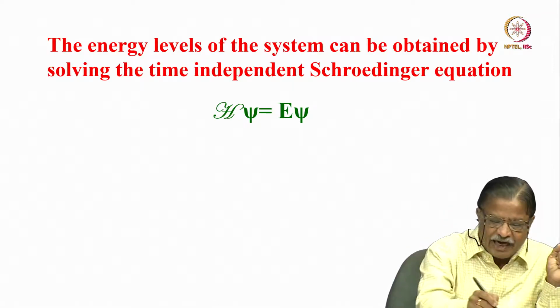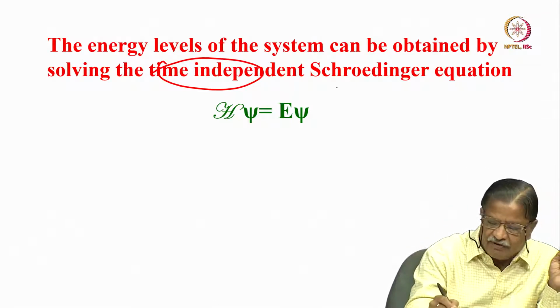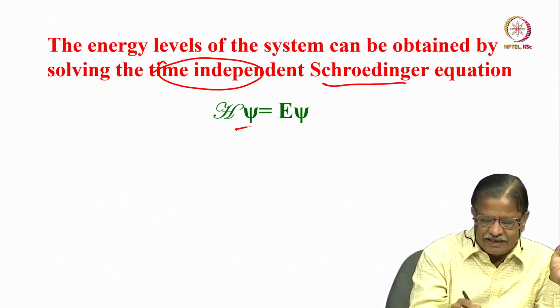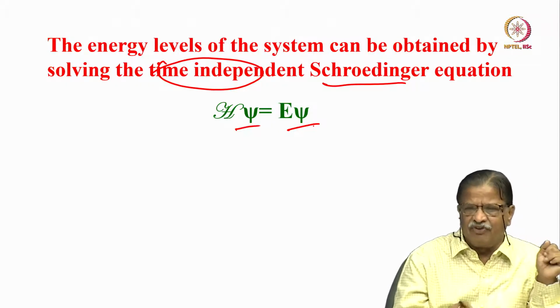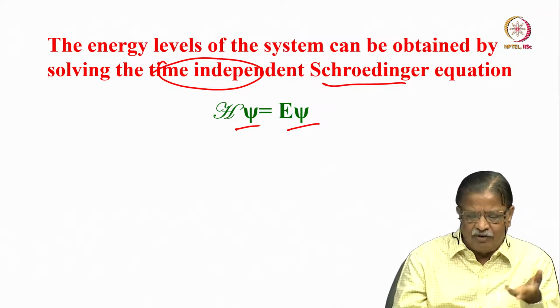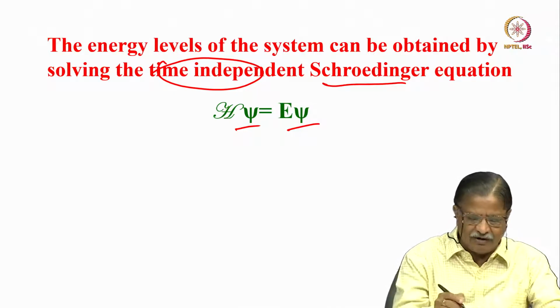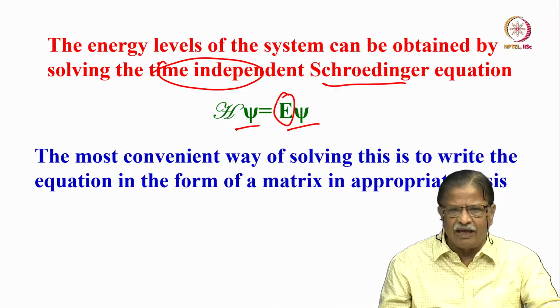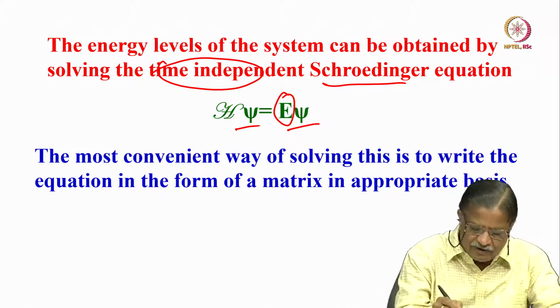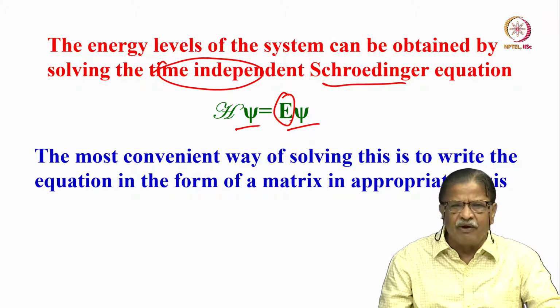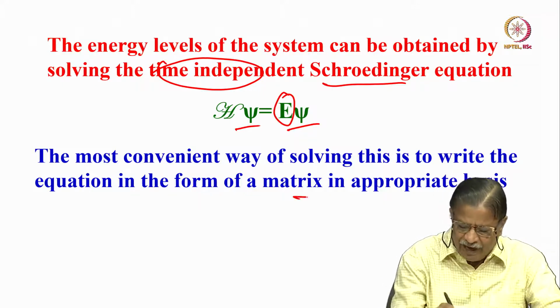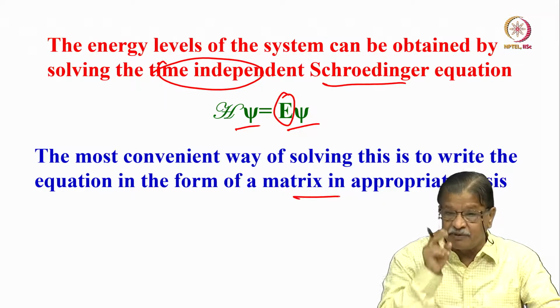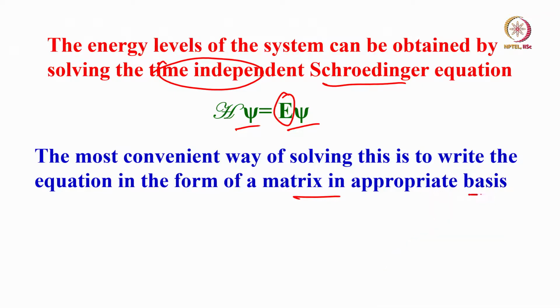We have to solve the time independent Schrodinger equation, which is given as H psi equal to E psi. Psi is a wave function, we know that. So, now you know the Hamiltonian and we have to calculate the energy levels, that is easy, we have to now work it out. And the most convenient way of solving this, I told you last time itself, is to express this in the form of a matrix. This equation can be expressed in terms of a matrix in an appropriate basis set.